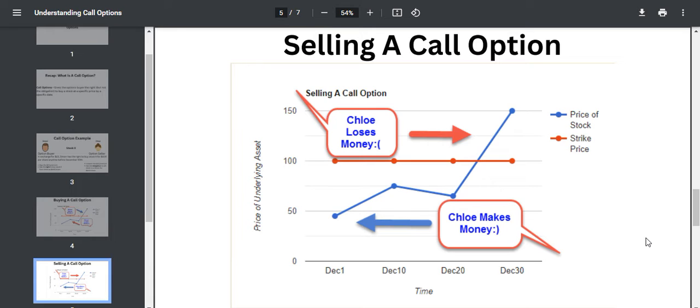So the important thing to remember here is that Chloe is selling this call option because she doesn't believe stock X is going to rise above $100 per share at any point between December 1st and December 30th, in which case she makes money with the premium she collected. But she'll lose money if it does rise above the strike price of $100 per share, because the option will be exercised and she'll be forced to sell stock X for $100 per share. So I really hope that is clear to you, why you'd buy a call option and why you'd sell a call option.